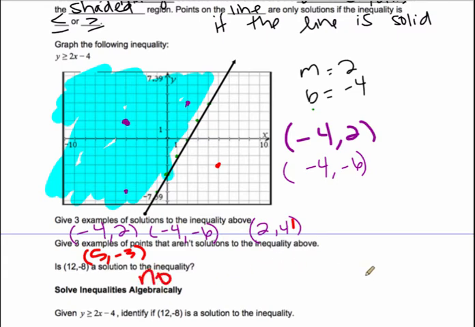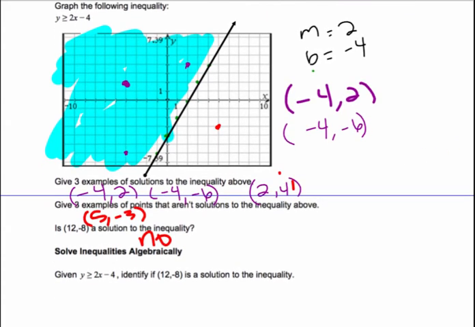And what we're going to do is do this algebraically because sometimes your points are going to be off the graph and you may not know exactly where they will be. Now this one seems pretty obvious, because negative 8 is literally right here. So it's clearly not in the shaded region. But I'm going to show you how to do that algebraically also.